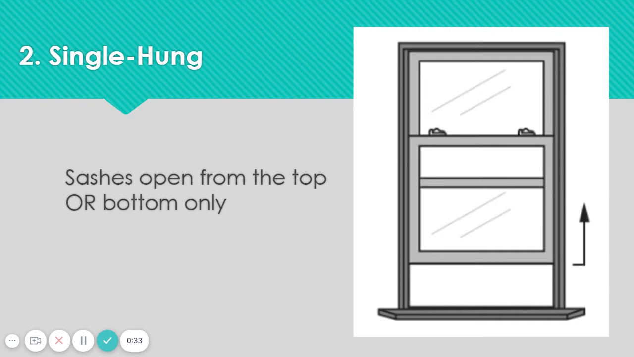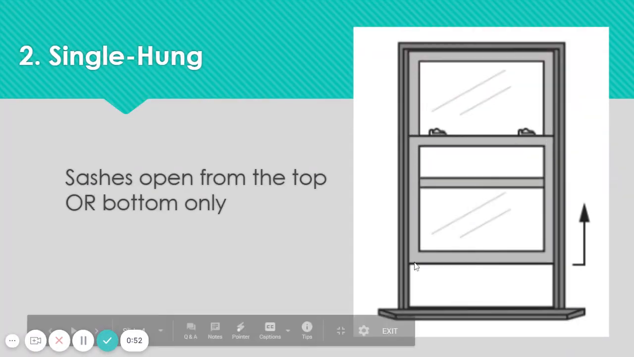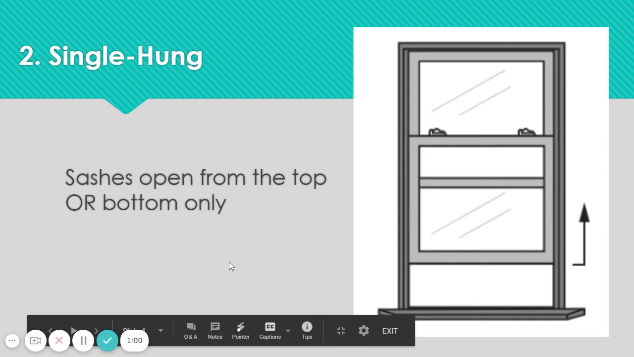Single hung. They could call it single sliding, but there's another type of window that slides from left to right. So these are sliding up and down, and they are called single hung windows. And when it talks about it in this definition, it says sashes open from the top or the bottom only. What you might also refer to as a window pane, the section that is bordering the glass, is actually called the sash. That's the technical term on a window, the sash.